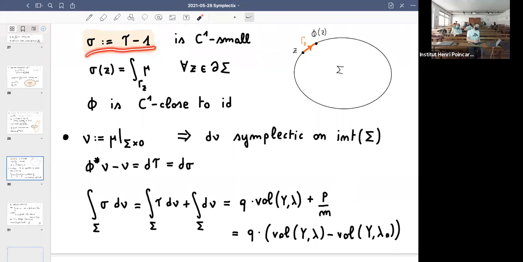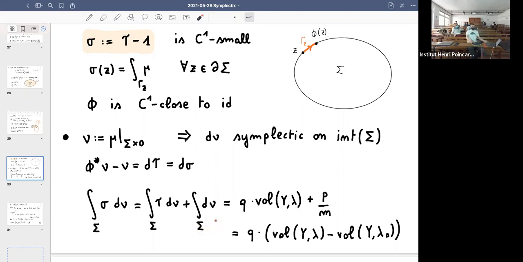So if I integrate now this equality with respect to d nu, I have the integral of sigma, which is equal to the integral of tau on d nu plus the integral over sigma of d nu. So the first term, if you integrate the first return map of a global surface of section, you obtain the volume of the ambient contact manifold. But remember that here, this first return map is actually a qth return map in the contact manifold, because we had a covered map. So the first integral gives me q times the volume of the contact manifold Y lambda.